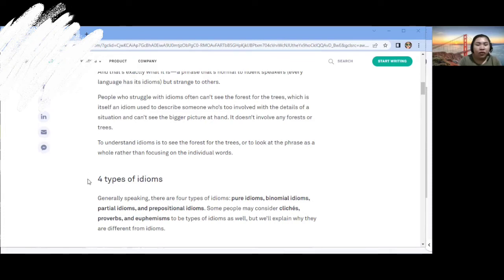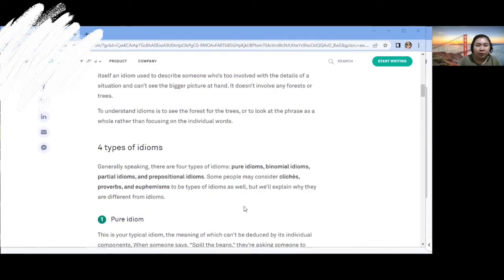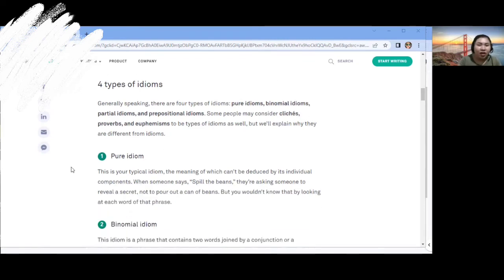Here, four types of idioms. We have pure idioms, binomial idioms, partial idioms, and prepositional idioms. Some people may consider cliches, proverbs, and euphemisms to be types of idioms as well, but we'll explain why they are different from idioms. Now let's get started with pure idiom.